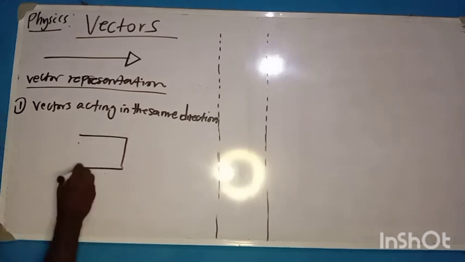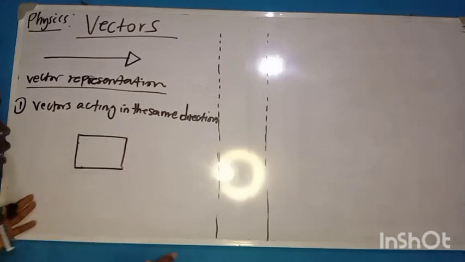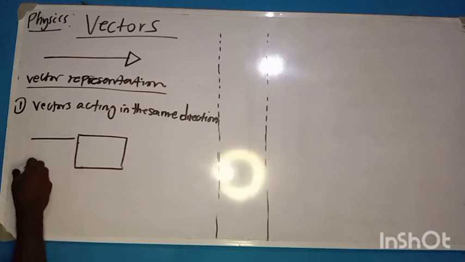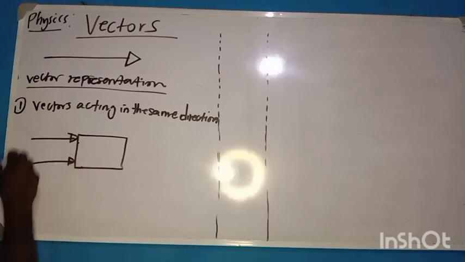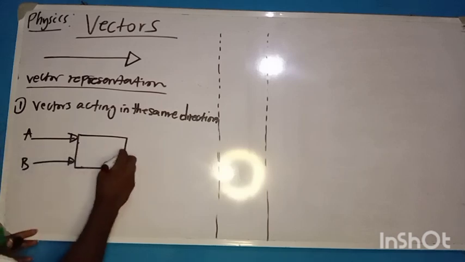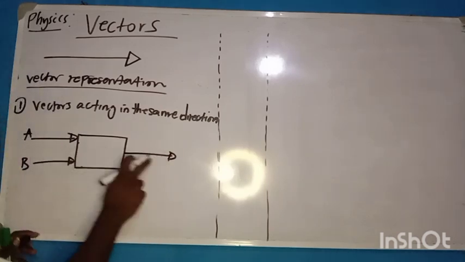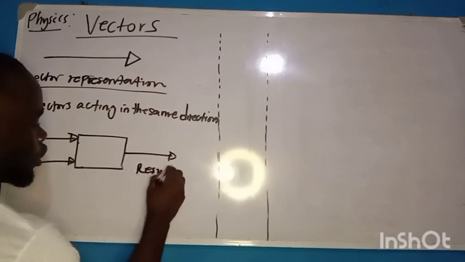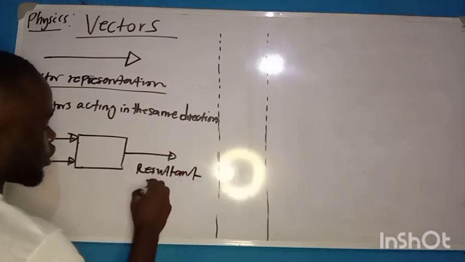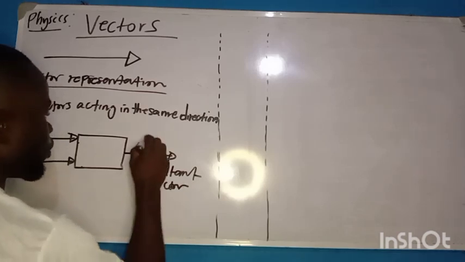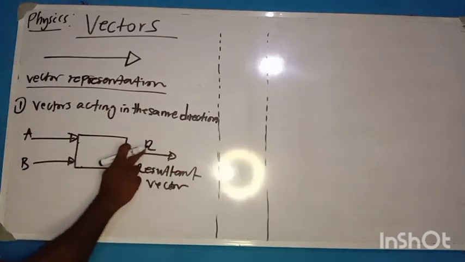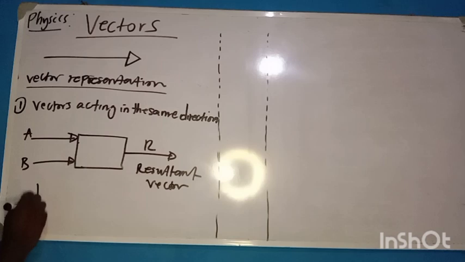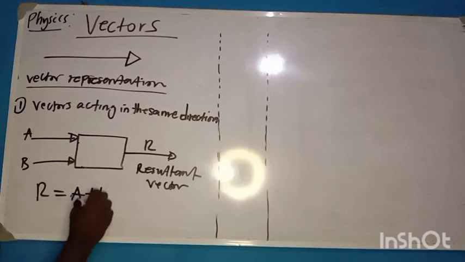Let's say this is a block of wood, and two vectors are acting on it. This is called vector A and this is vector B. When they act on this, they produce a resultant vector which is in the same direction as the two vectors acting. So the resultant vector, which we can call R, is simply the sum of the two vectors. R will be equal to A plus B. That is how to find the resultant vector.